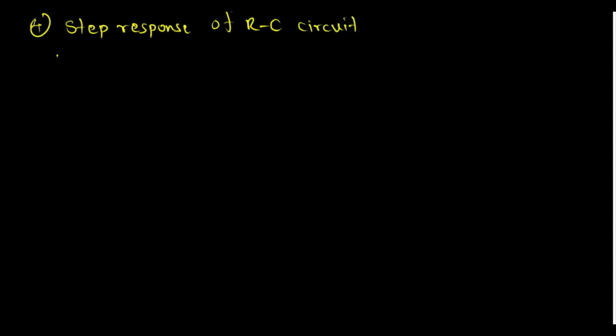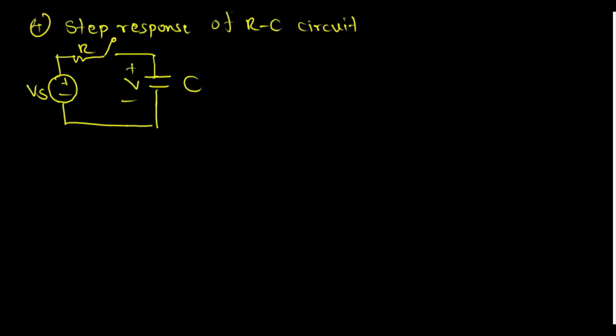So the step response of an RC circuit: this is a voltage source, this is a resistor, and it's a switch and a capacitor with the capacitance of C, voltage is V. At t equal to 0, the switch is closed. So I'm going to apply KVL. Vs is equal to VR plus Vc, so Vs is equal to I into R plus Vc, and for Vc I just put V.